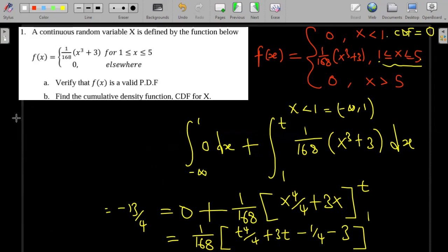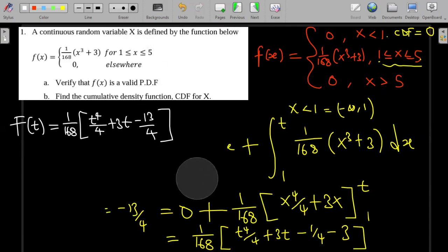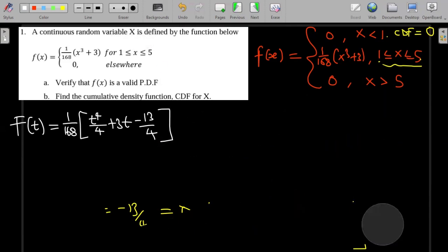So the CDF from 1 to 5 is 1 over 168, then in the brackets I have t to the power 4 over 4 plus 3t minus 13 over 4. So this here is the CDF from 1 to 5. And then now we can find the CDF for values that are greater than 5.